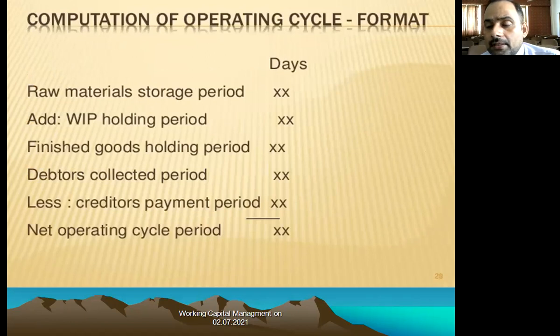Now the question arises, how will we compute the working capital cycle, what is the format? You can see we can calculate the working capital cycle on the basis of that particular format. It is the raw material storage period, to which we add the work in progress holding period, then the finished goods holding period and the debtors collection period, and less the creditors payment period, and then we get the net operating cycle period. That is the format for computing the working cycle.